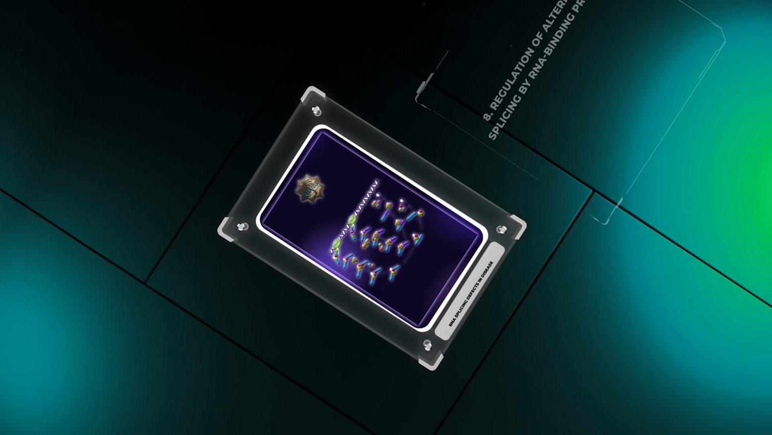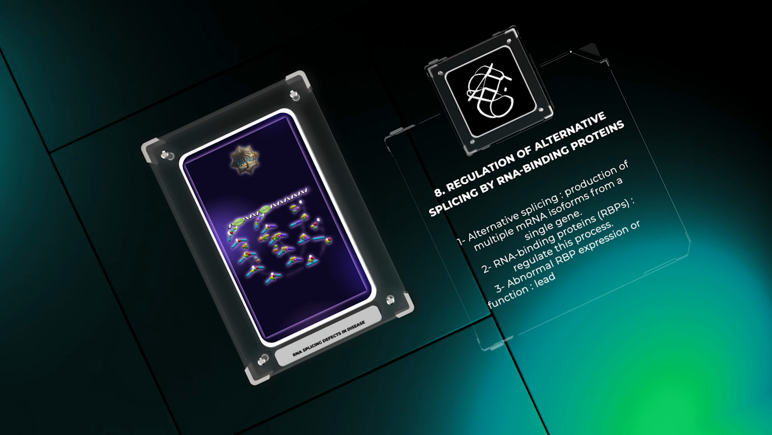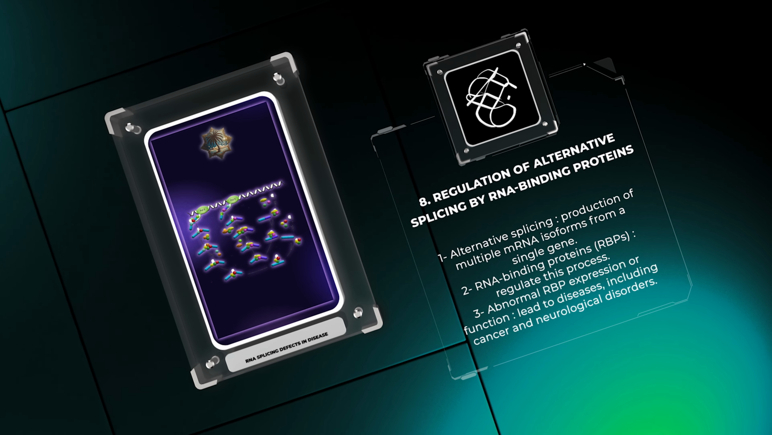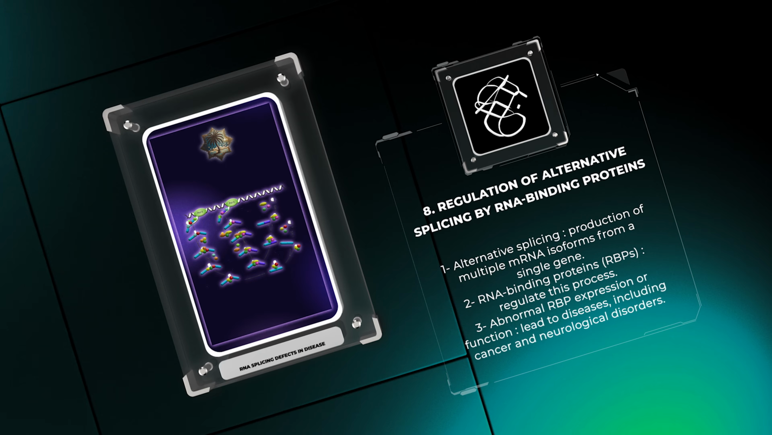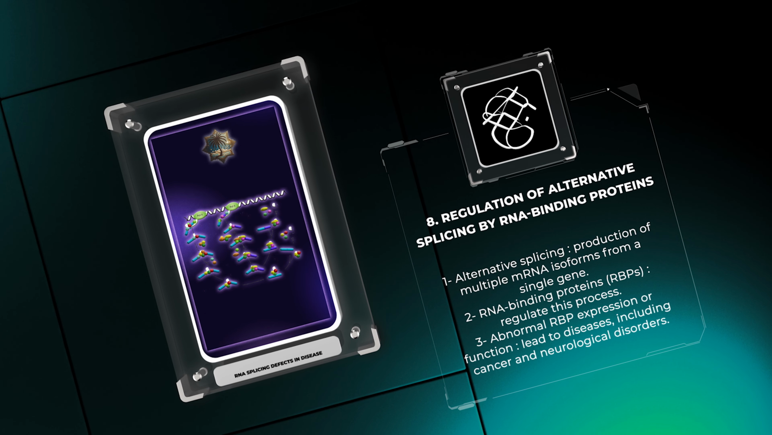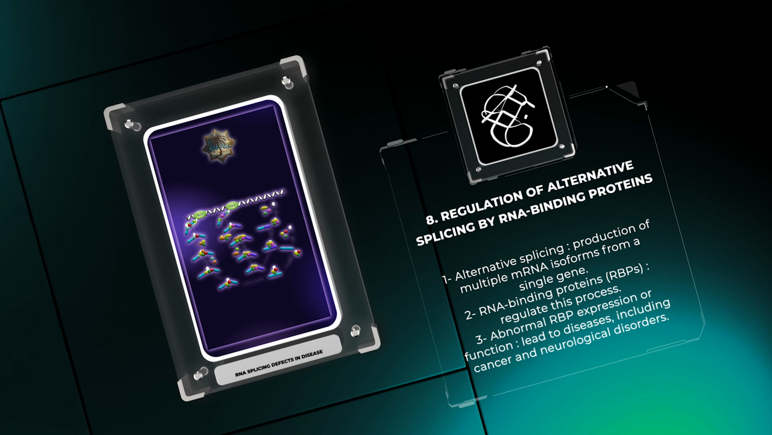The process of alternative splicing allows for the production of multiple mRNA isoforms from a single gene. RNA binding proteins, RBPs, regulate this process by binding to specific RNA sequences and structures. Abnormal RBP expression or function can lead to diseases, including cancer and neurological disorders. Understanding how RBPs influence alternative splicing is important for developing treatments to correct splicing defects.